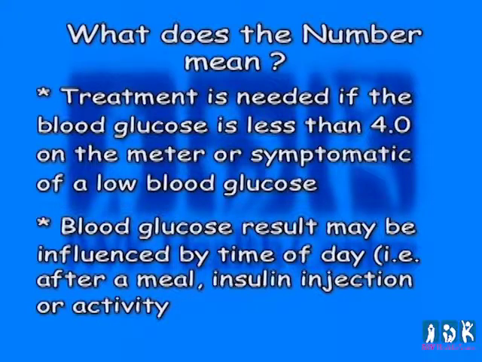The blood glucose result may be influenced by the time of day. For example, if testing after a meal, the blood glucose may be higher. If testing when the insulin is peaking or during an activity, the blood glucose may be lower.